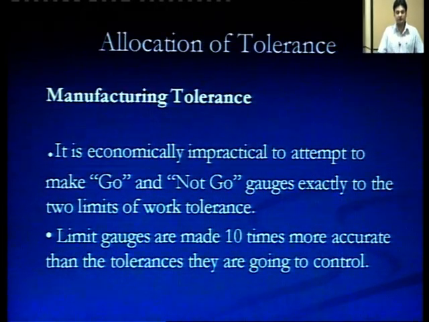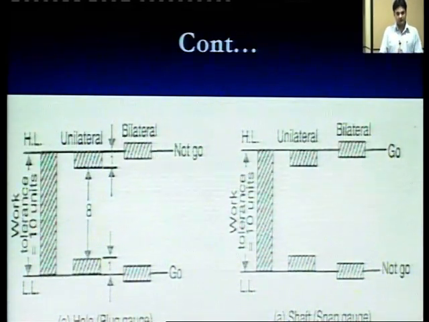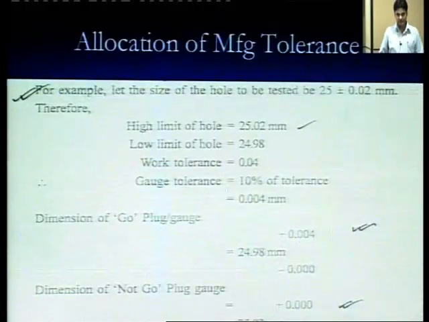Next comes the allocation of tolerance, manufacturing tolerance. It is economically impractical to attempt to make go and not go gauges exactly to the two limits of work tolerance. Limit gauges are made 10 times more accurate than the tolerances. Now, this is again a diagram showing a hole in case of plug gauge and shaft in case of snap gauge, the work tolerance.